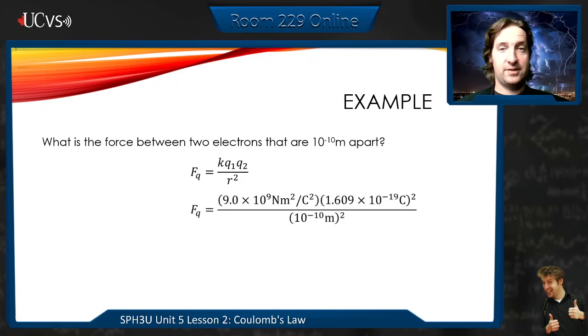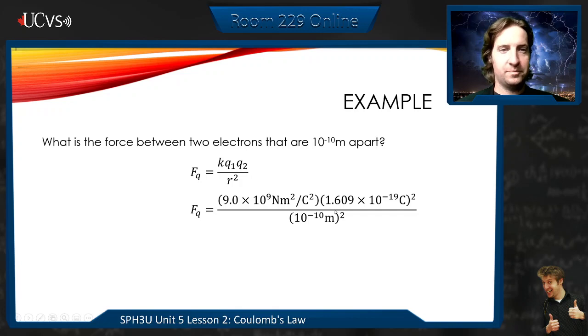So I can replace everything in the equation. For the charge, we're going to use 1.609 times 10 to the negative 19 coulombs. That's what we call the elementary charge. That's the smallest amount of charge that's possible on a free particle in the universe, and it represents the charge on one electron.